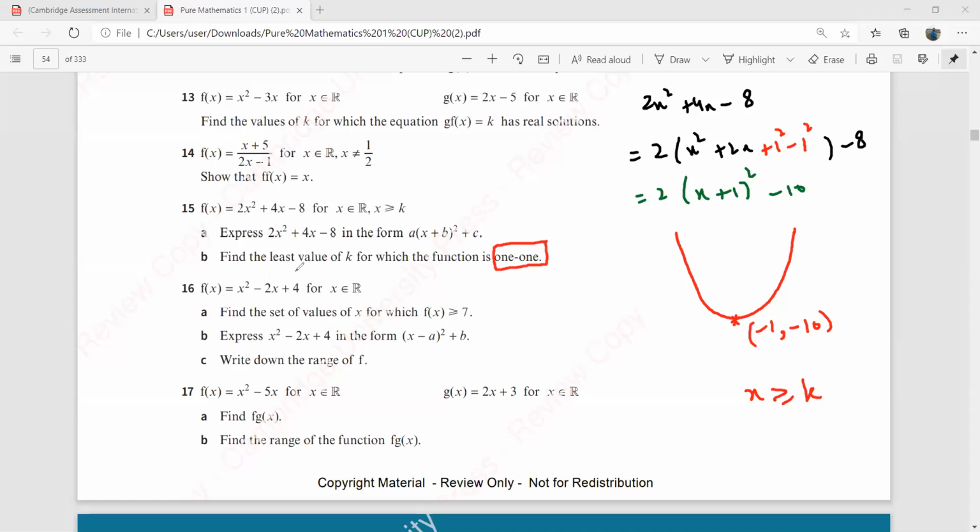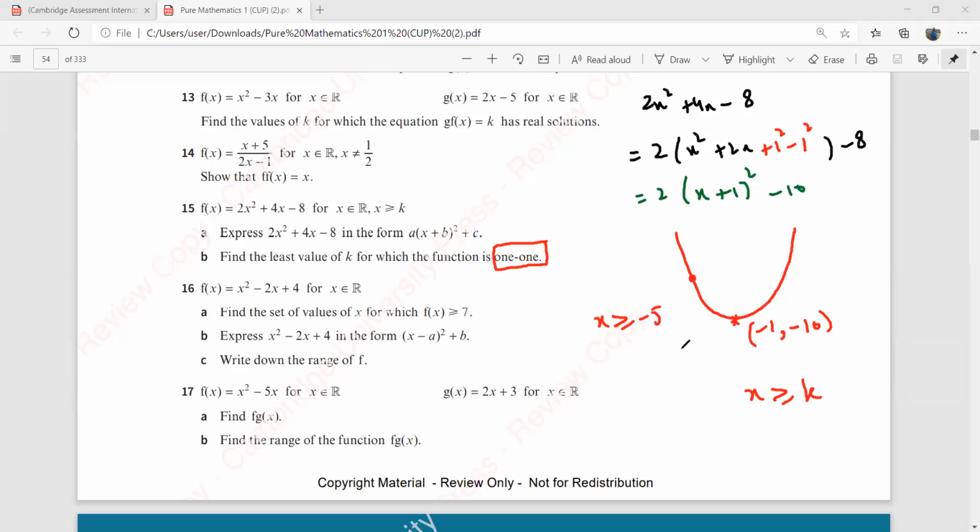Believe me, you can see so many questions in your past papers where the question would be stating, find the least value of k for which the function can have its inverse. So it says x is greater than or equal to k. Can I say my domain can be x is greater than or equal to -5?